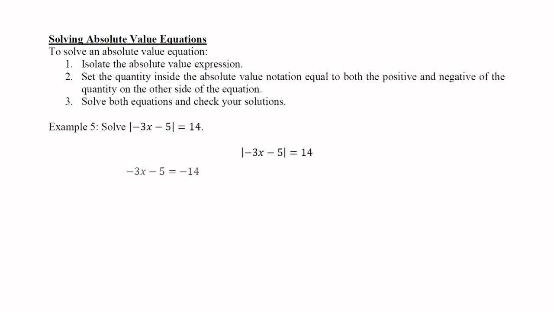split it up, setting it equal to negative 14 and positive 14, and then we'll solve each one independently, getting x equals 3 for one, and x is equal to negative 19 over 3 for the other. So our solution set would be negative 19 over 3 and 3.